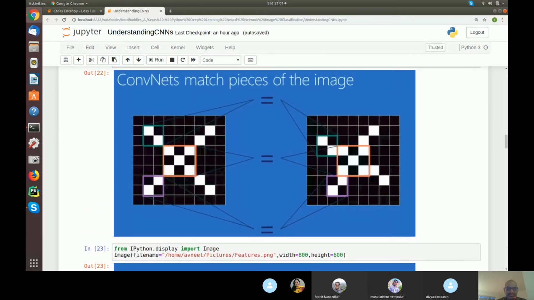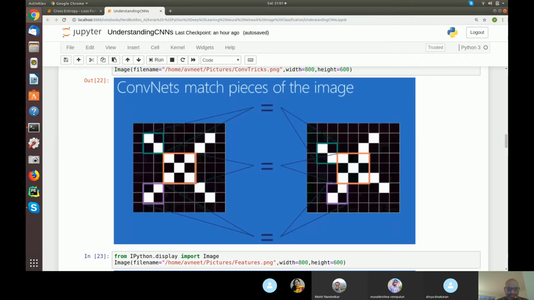So that's sort of the key idea behind CNNs, is find smaller features in images and use them to identify the larger picture. Does that sound reasonable?